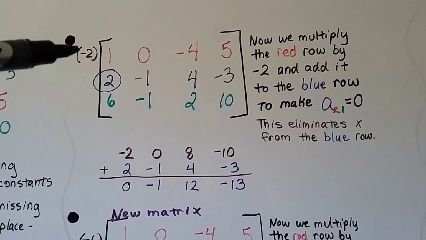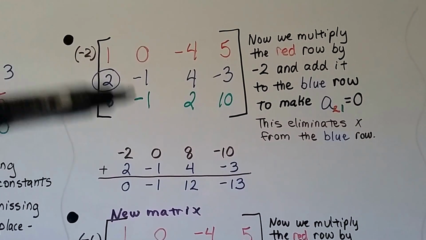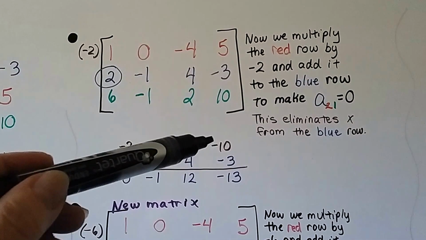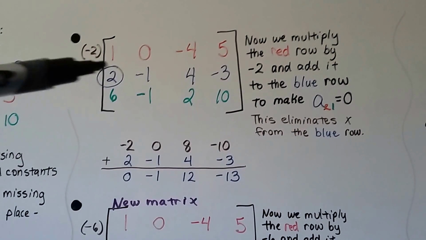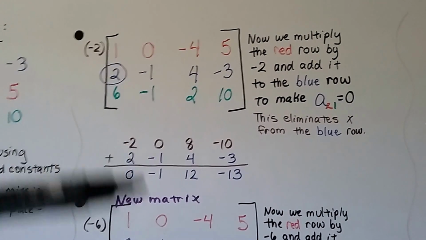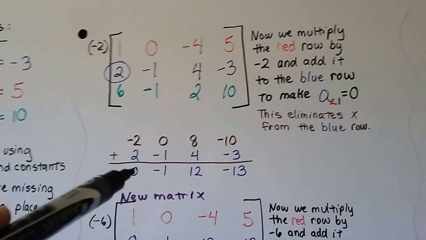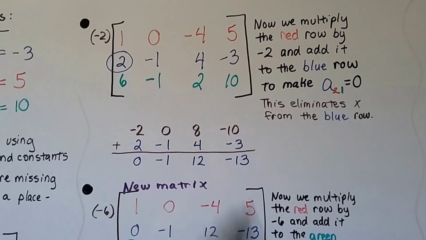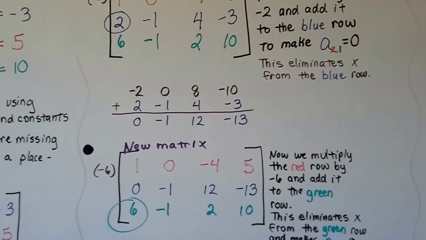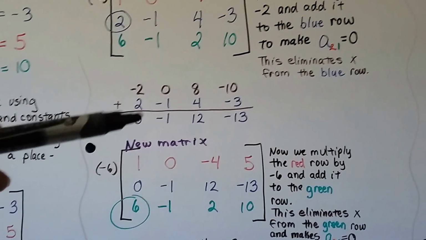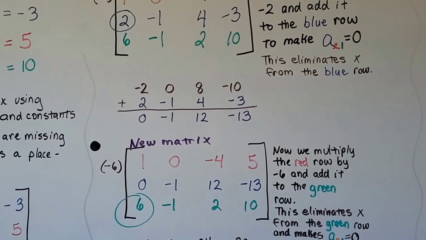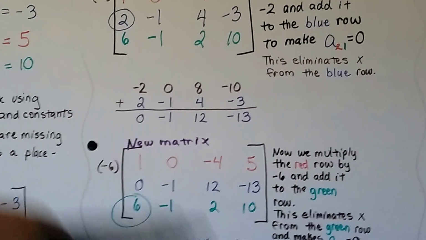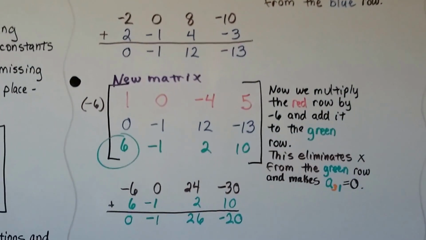So when we multiply this by the negative 2, we get a negative 2, we get a 0, we get an 8, and we get a negative 10. Now we add it to this blue row, and we get a 0 for our x. That's where the x would have been, a negative 1, a 12, and a negative 13. Now we have a new matrix. Now we use this for our blue row, see? So we're going to keep our red row and our green row, and this is our new blue row. So we have this new matrix.